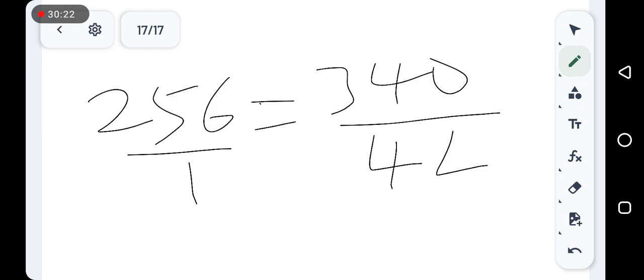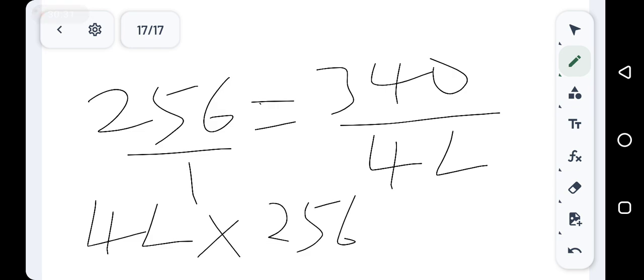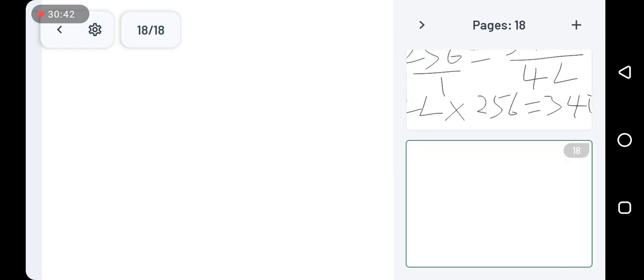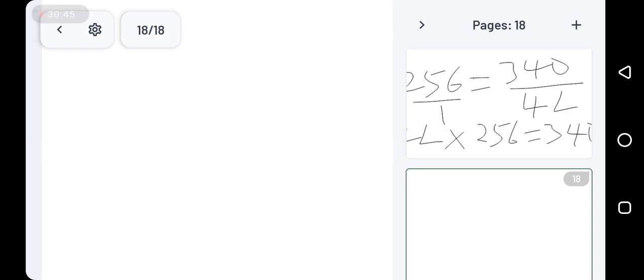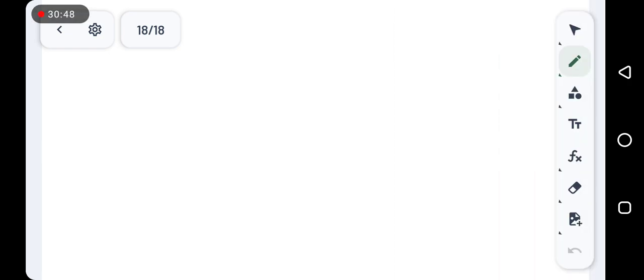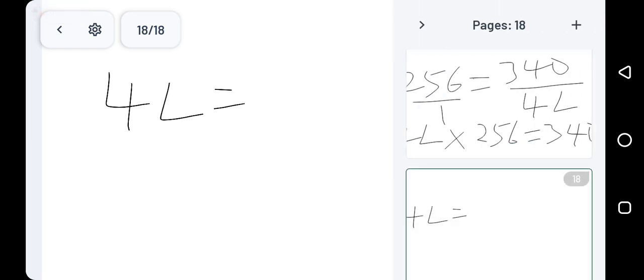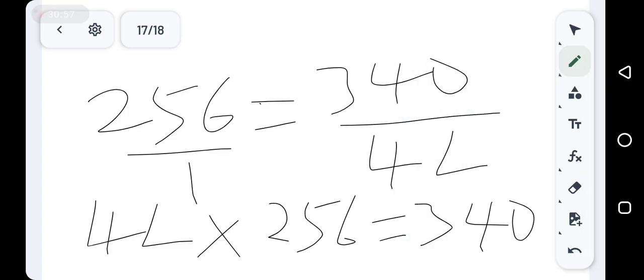So that gives us that 4L times 256 is equal to 340. Now that gives us that 4L is equal to 340 divided by 256.